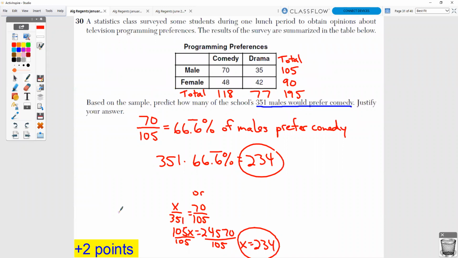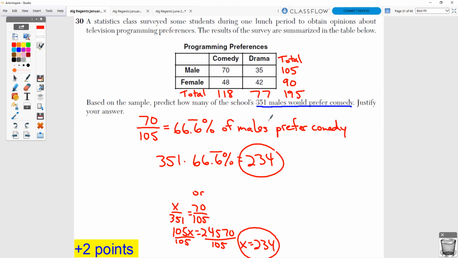In question number 30, a class surveyed some students during one lunch period about what kind of TV programs they like. So we have males and females, we have comedy and drama. The very first thing that I would do is find your totals. Add the rows going across, add the columns going down. Based on the sample, predict how many of the school's 351 males would prefer comedy.